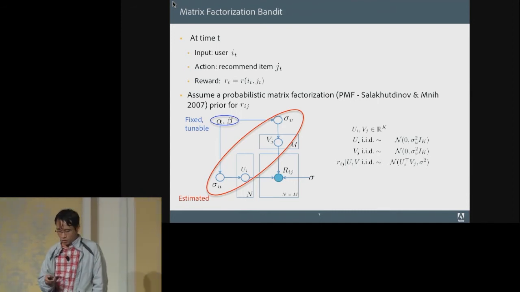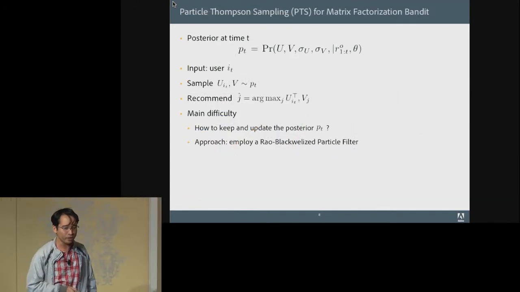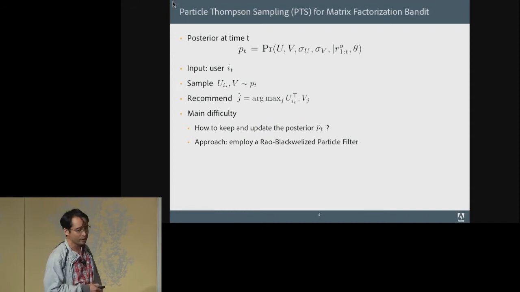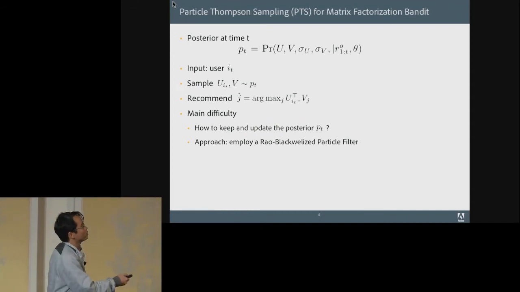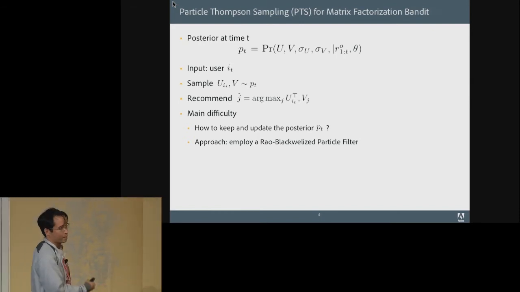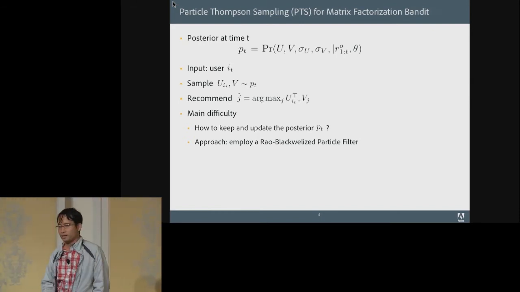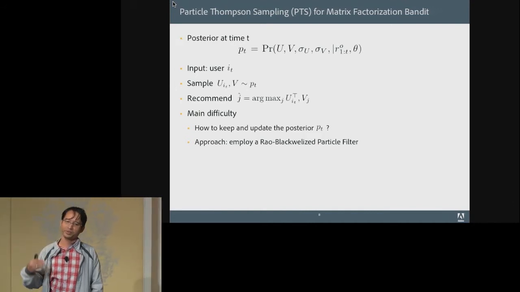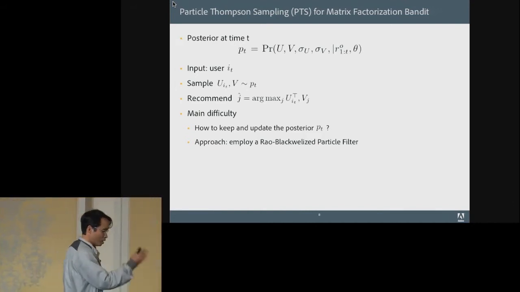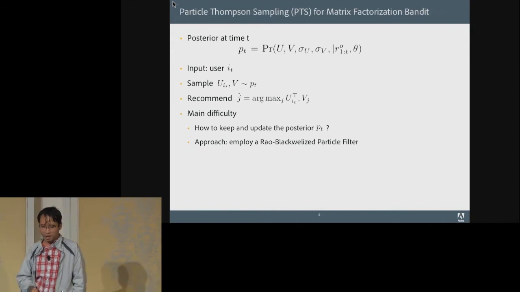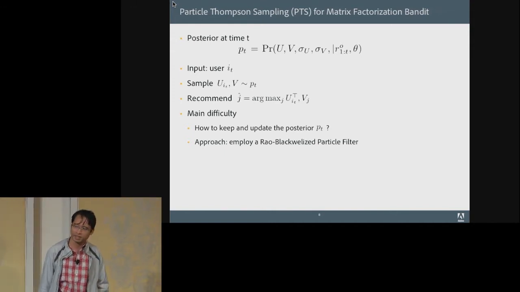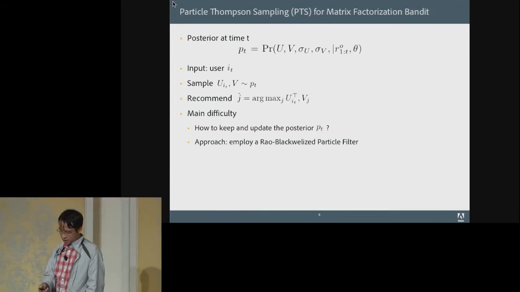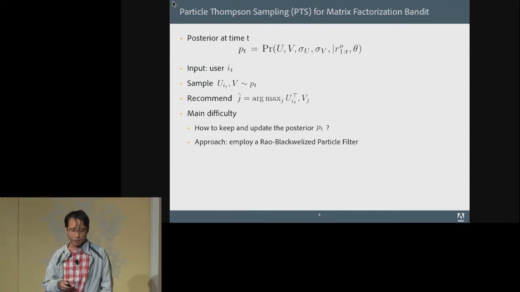Okay, so if you're going to use Thompson sampling for this, then the strategy again is very simple. Assuming that you can maintain the posterior of the parameters over time, you sample according to that posterior, treat the sample as if that's the optimum parameter, and carry on. So the main difficulty here is how you can keep and maintain this posterior over the parameters. And the approach that we're using is something called a regularized particle filter.